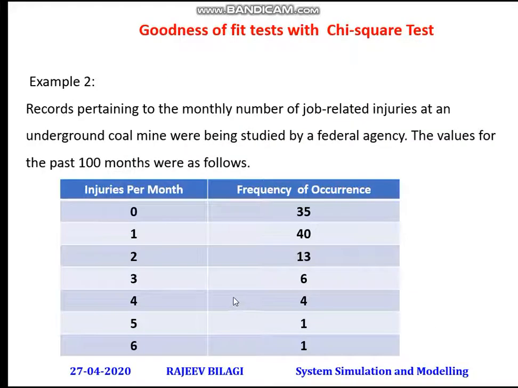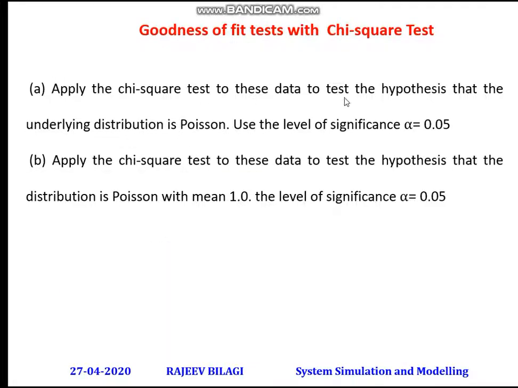Now to make it more understandable, we'll consider one more problem. Here, to test the data that the underlying distribution is Poisson, the level of significance is 1. And the same question, but here the mean is equal to 1.0. So now in the second case, he has only given the mean value as 1.0. You need not worry, directly you can take alpha is equal to 1. Now in the first case, the data is given and the data distribution is Poisson, but here the alpha value is not given. So that is why in the Poisson's distribution, first you have to find out the alpha value. How?